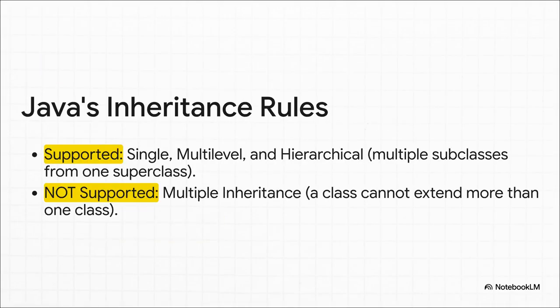Now this is another one for your theory exams for sure. Java has some strict rules about inheritance. It supports a few patterns. You can have a single class extending another. You can have a whole chain, where C extends B and B extends A. And you can have a hierarchy, where a bunch of different classes all extend the same parent.